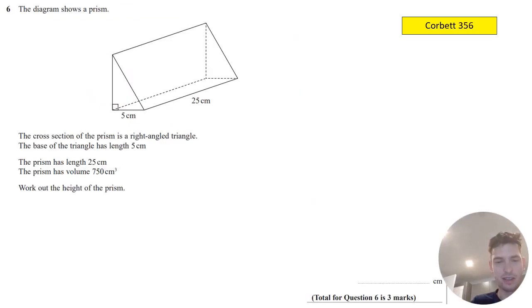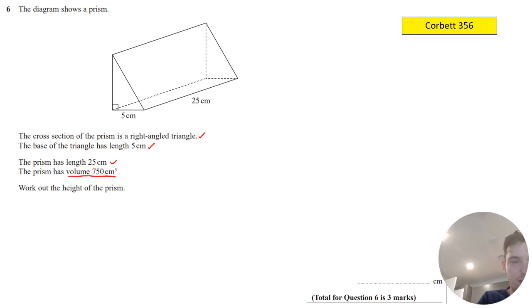Okay, so question 6 starts to get a bit trickier here, but let's have a look. The diagram shows a prism. The cross-section of the prism is a right-angled triangle. Okay, I can see that. The base of the triangle has length 5 centimeters. Okay, I can see that. Let's just tick off these things here. The prism has a length 25. Okay, and the volume is 750.